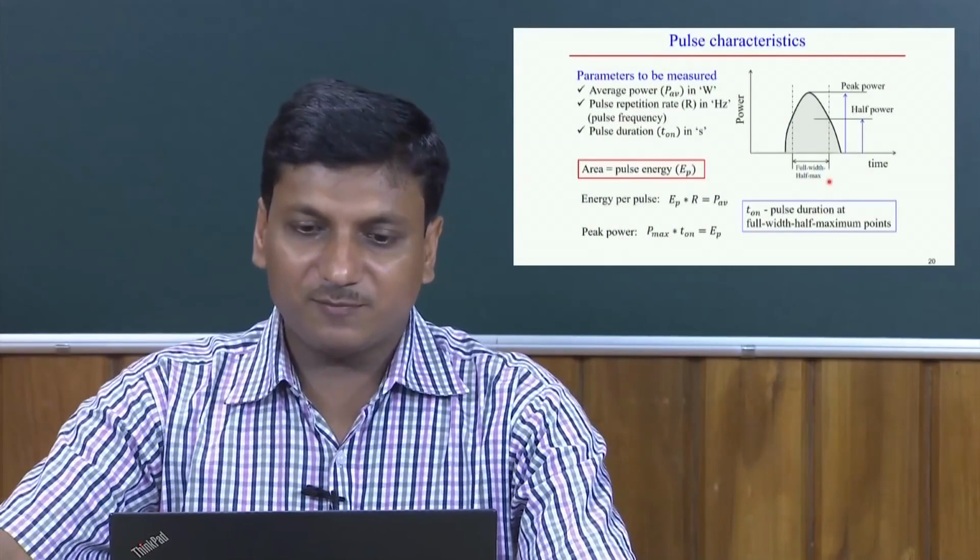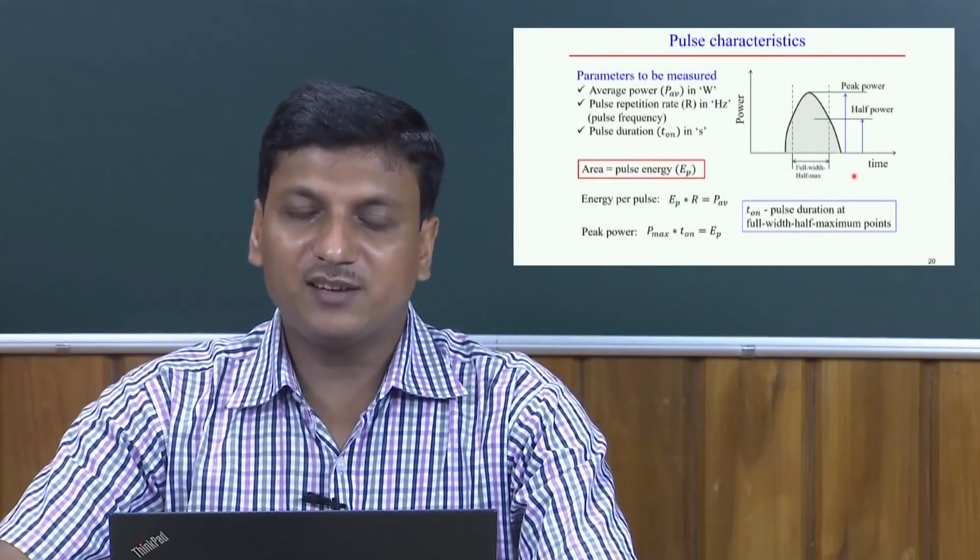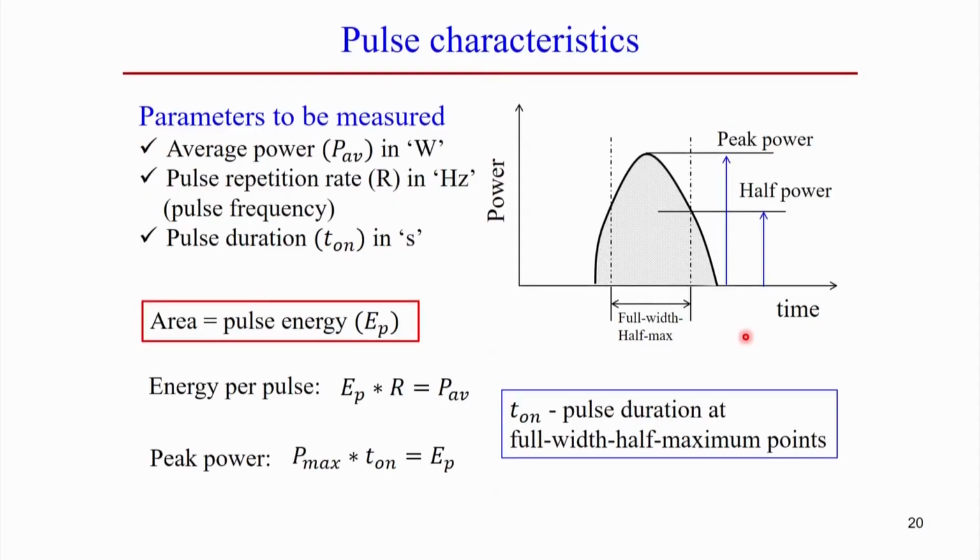So, in that sense we can find out the full width half max, and the duration of that time is basically the pulse duration. That pulse duration can be represented as Ton, the pulse duration at the full width half maximum points. Here, the area of this temporal pulse basically represents the pulse energy, which is denoted by EP.